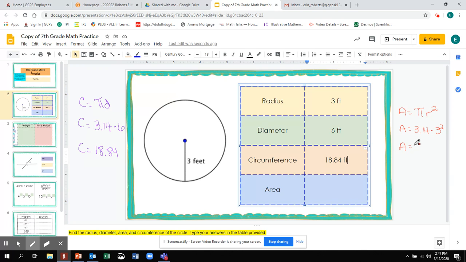So now I'm going to do 3.14 times 9. Now all I have to do is multiply 3.14 times 9. And when I do that, I get 28.26. And I have to remember that because it's an area, it's square units. So I would measure this in feet squared. Now, if you're typing that and you can't type an exponent, you can always write square feet.